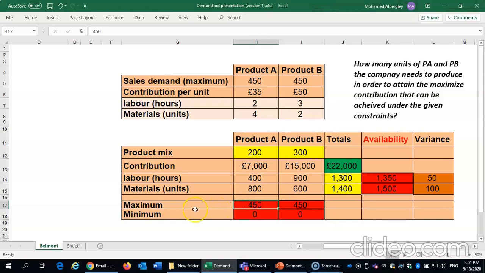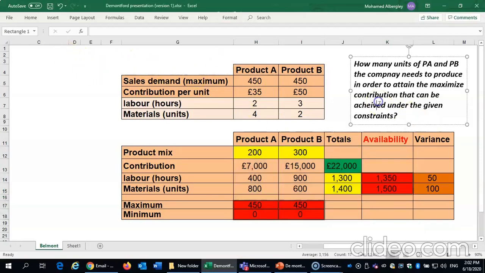As you can see, the maximum demand for product A and product B is 450 and 450. Therefore, the company will not produce more than these amounts. And logically, the company will not produce a negative number of A or B. It cannot produce, for example, minus 5 units. Therefore, we need to consider these as constraints. Now, we are ready to use the Excel spreadsheet in order to answer our question.